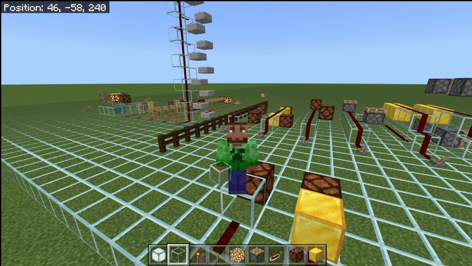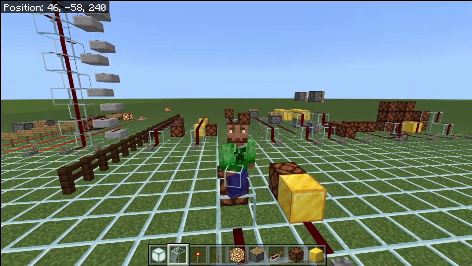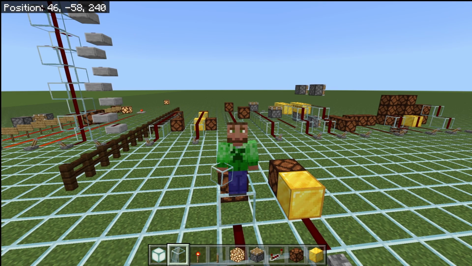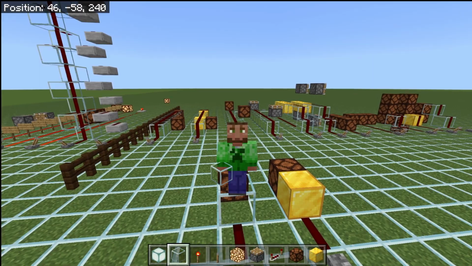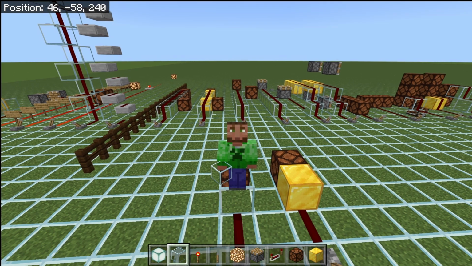And this is one of the main reasons why I urge you to go inside of a creative world and kind of mess around with the blocks and see what they can do, what they can't do, and how they react to certain things.